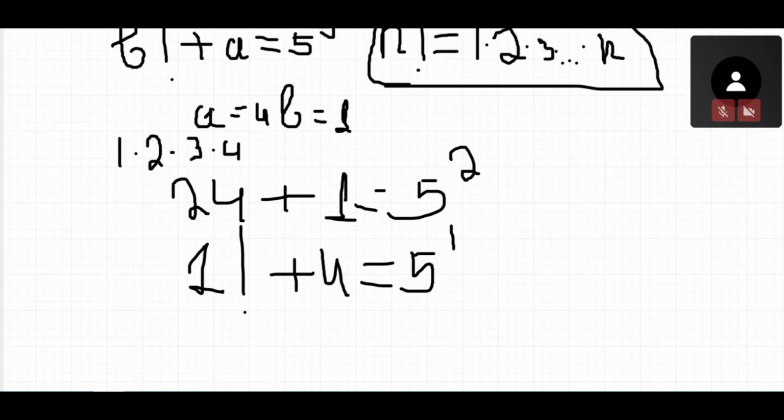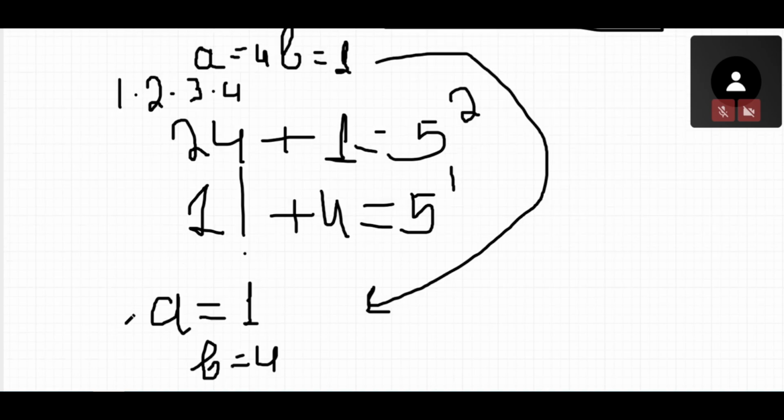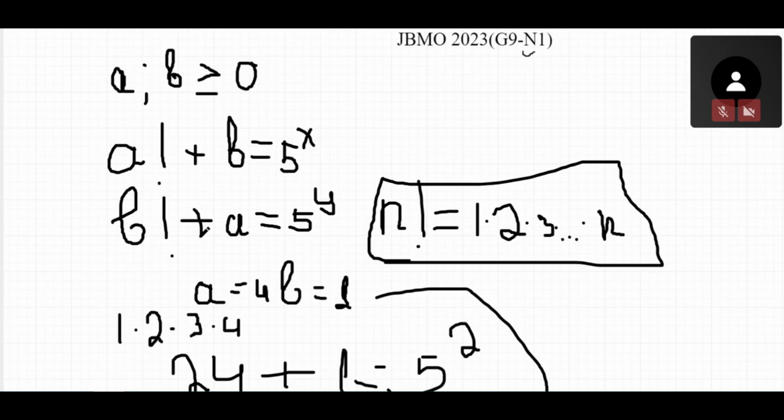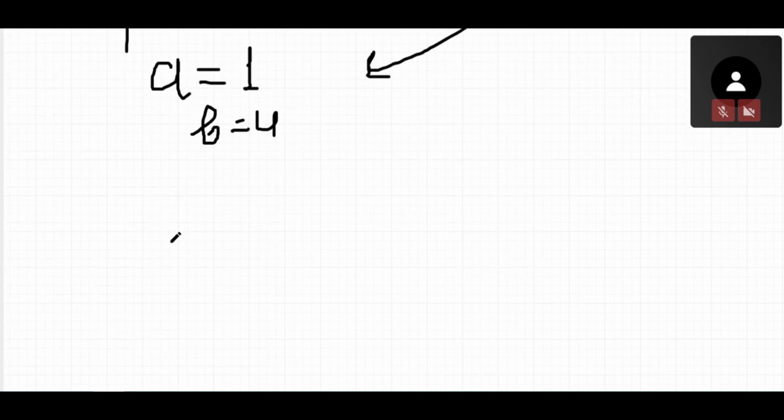But if we can write it like this, we can also write it the other way. It is symmetrical; we can say these two are cyclic. We can write a as 1 and b as 4. Yes, that one is also correct. It will make the same thing. We already found two solutions. But now let's look at some expressions.